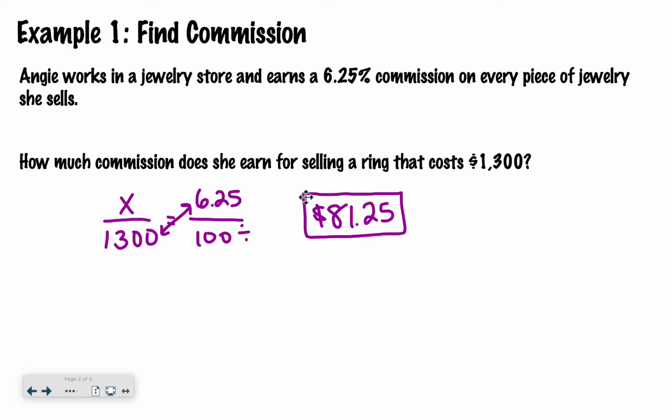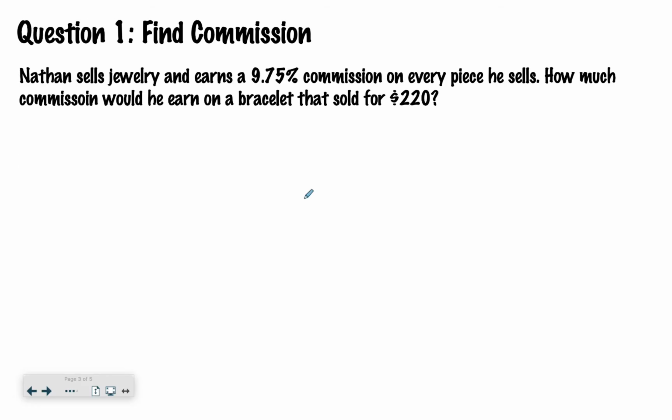All right, then I'll have you try this one on your own. Nathan sells jewelry and earns a 9.75% commission on every piece he sells. How much commission would he earn on a bracelet that sold for $220? So set up your proportion. Remember it's your percent, and then it's your commission over your total. So go ahead, set up, cross multiply, and divide. Good luck.